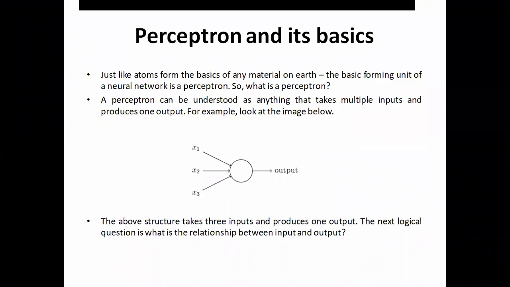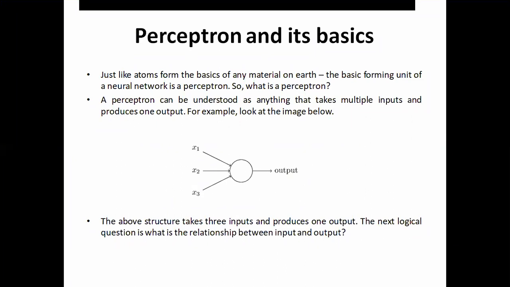So what is a perceptron? Anything that is taking multiple inputs and producing one output is called a perceptron. Okay, so over here you can see I have made this one circle. Here you have many inputs and this is one output. So this would be called a perceptron.